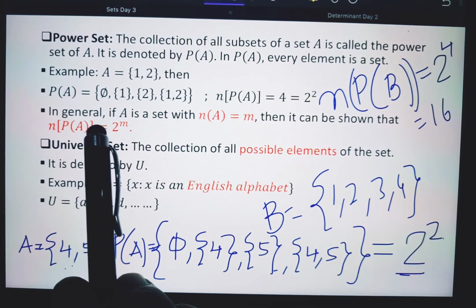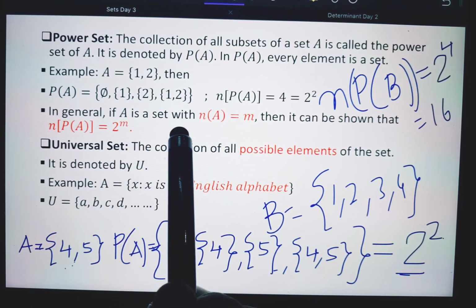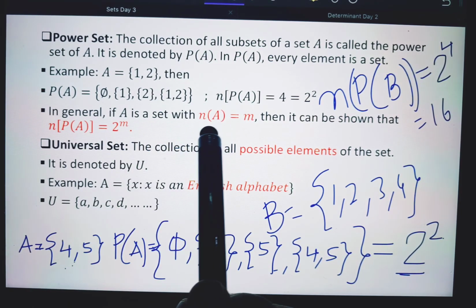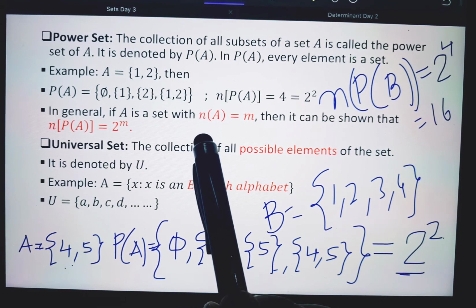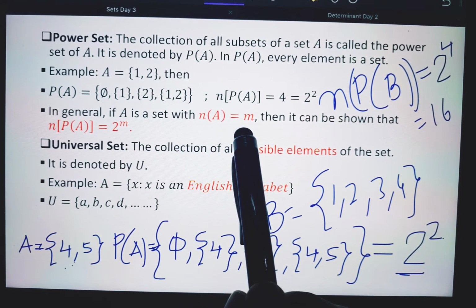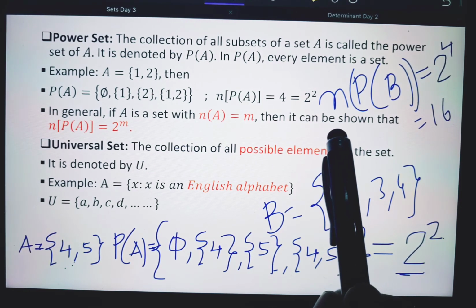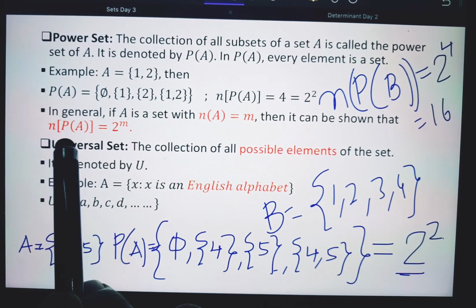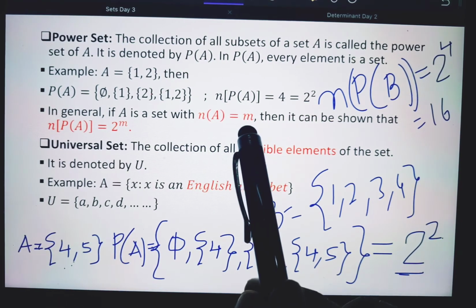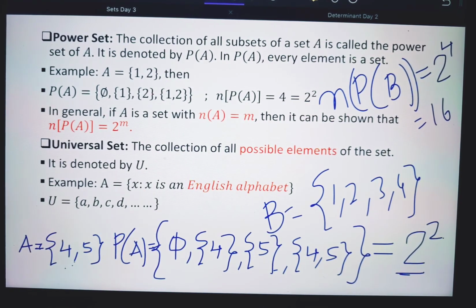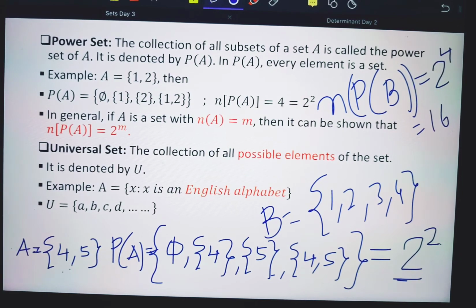So in general, what we say is, if A is a set, and n of A means the number of elements of A, and if the number of elements of A is m, then it can be shown that the number of elements of the power set of A will be 2 to the power m. It's so easy. Understood? Clear?